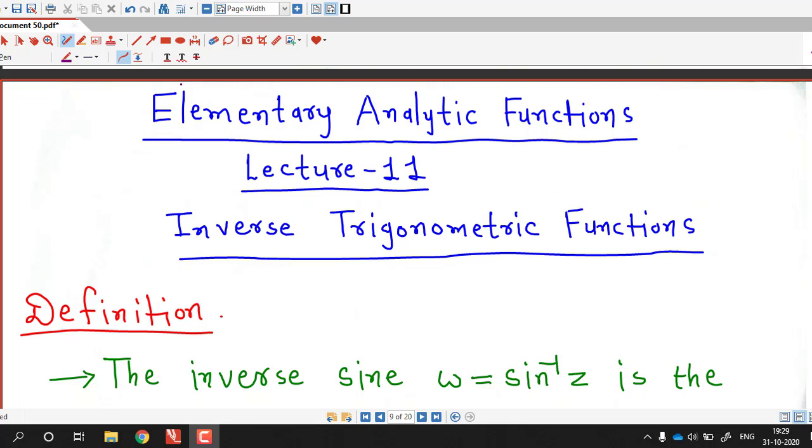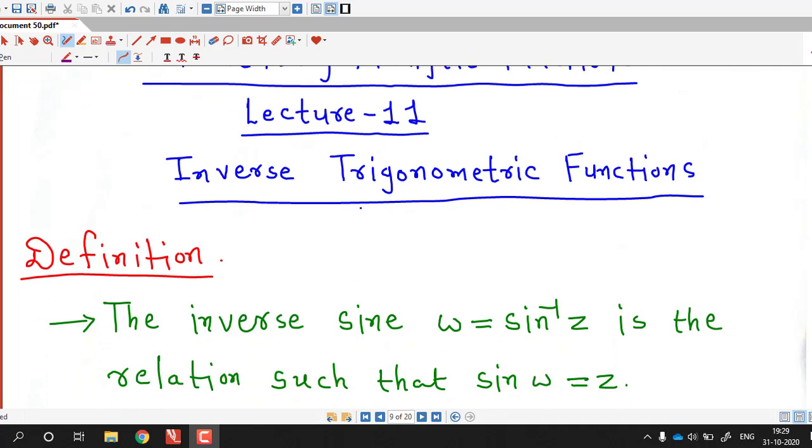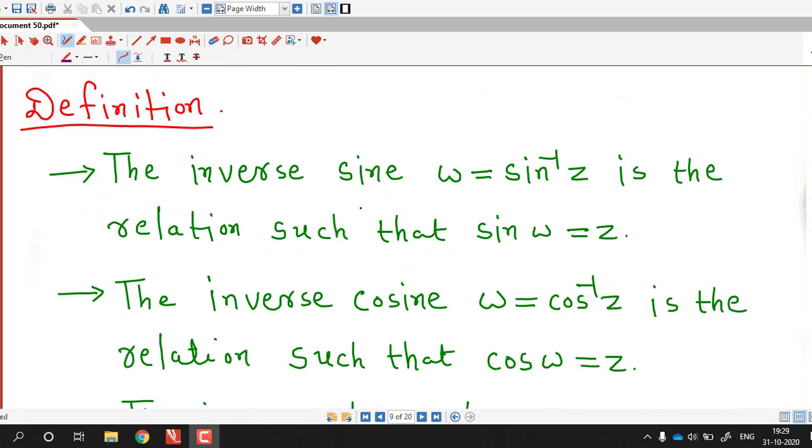So today we are going to discuss inverse trigonometric functions of complex variables. We start with the definition and then we will prove some identities involving inverse trigonometric functions. So the definition is in this way.